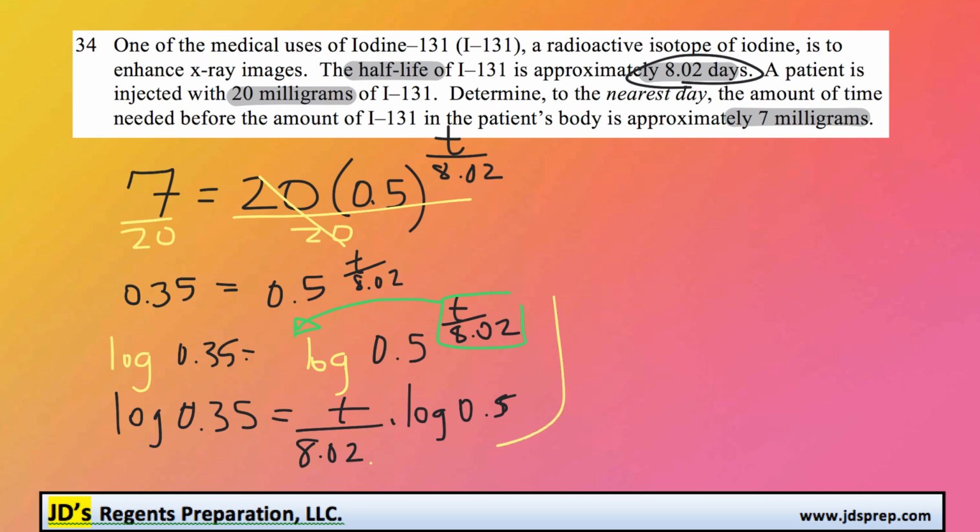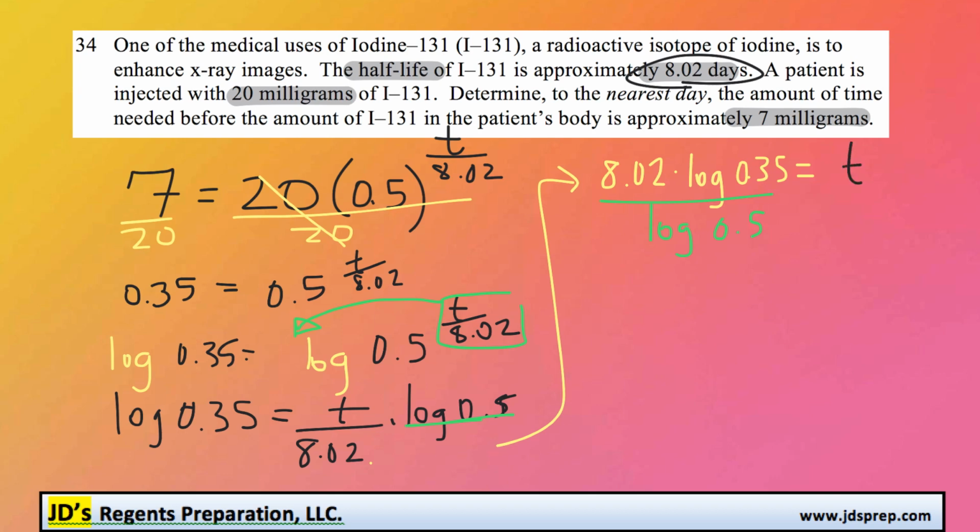Just going to move up here. So we'd have 8.02 multiplied by log of 0.35. And then to get rid of this log of 0.5, we would divide by log of 0.5. And that's what T is going to equal.